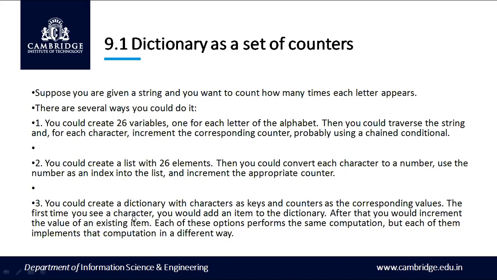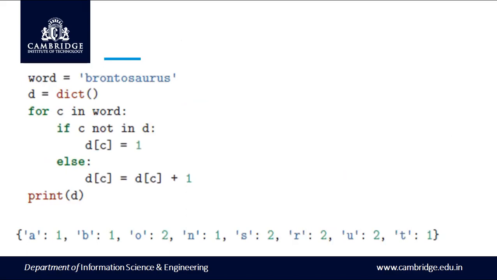And the last way we could do it, and the most feasible and most effective solution, is using a dictionary. We can create a dictionary with characters as keys and counters as the corresponding values. The first time you see a character, you would add an item to the dictionary. After that, you would just increment the value for the existing item. Each of these options performs the same computation, but each of them implements the computation in a different way. So the solution is using dictionaries.